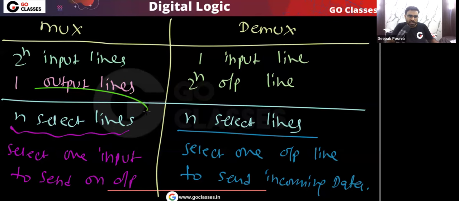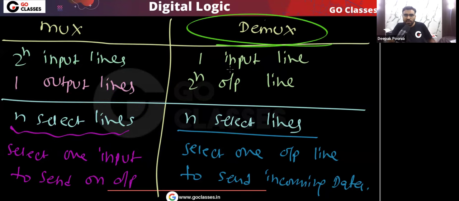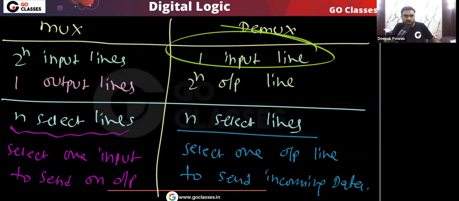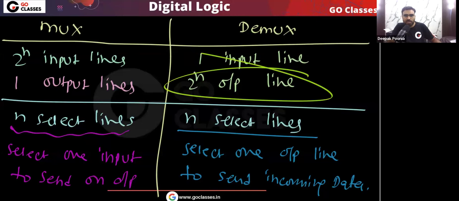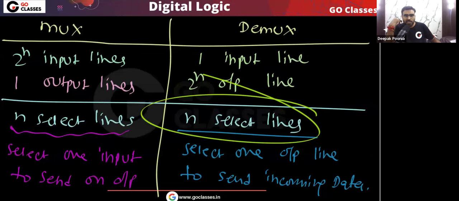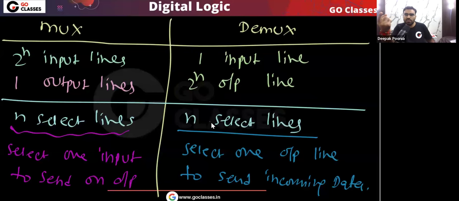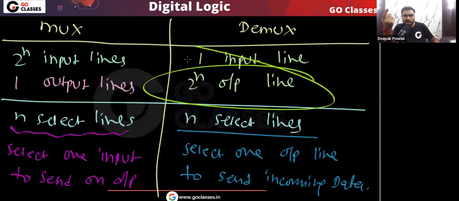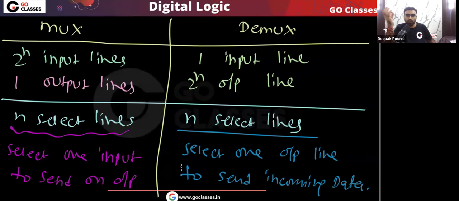Basically, these select lines we use to choose one of the inputs to transfer to the output. But remember, in the demultiplexer, we have 2 power n output lines and there is only one input line. So in the demultiplexer, these select lines we use to determine this input line will appear on which output line. Means using these select lines, we select one of the output lines, and on that output line our input will transfer. I hope you understood.